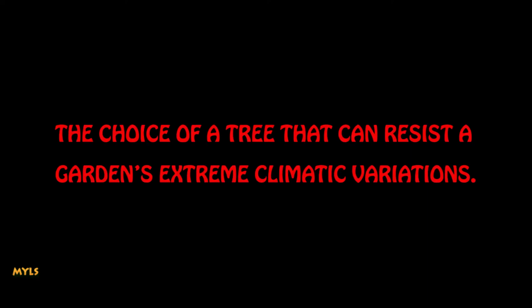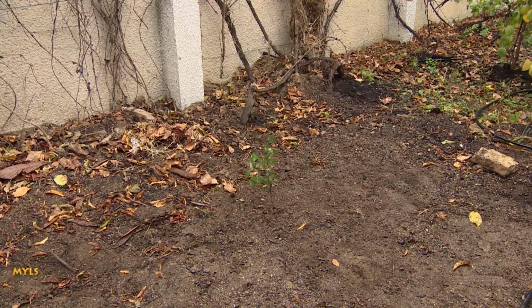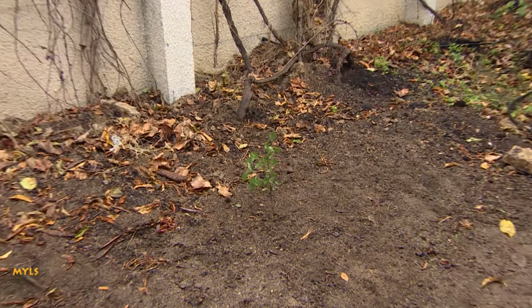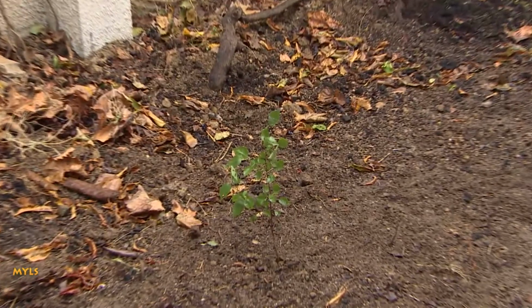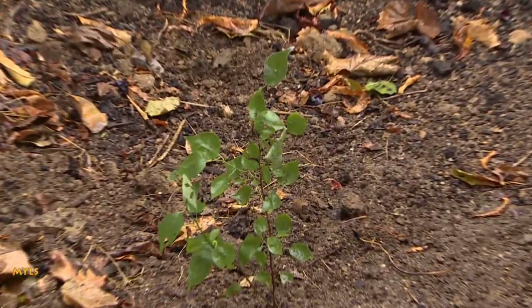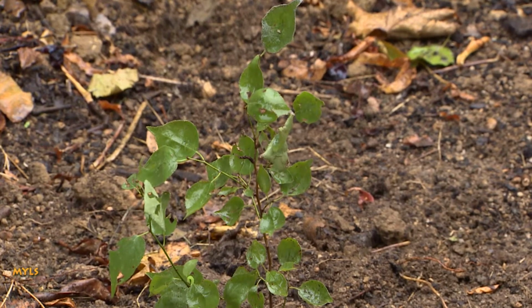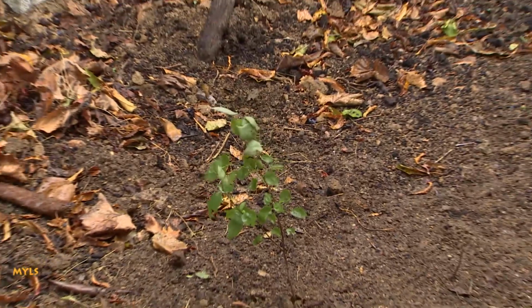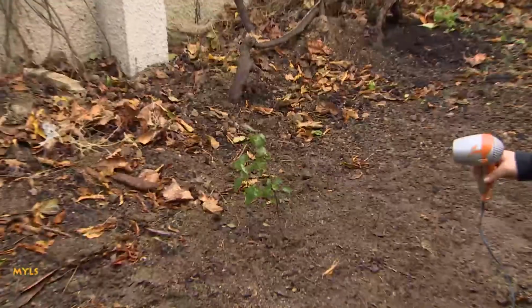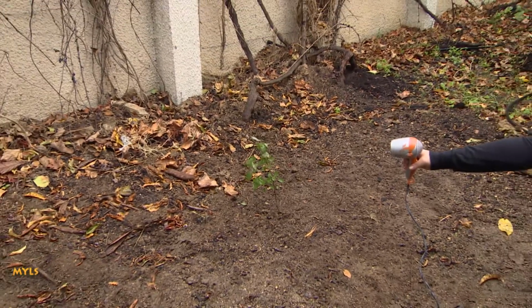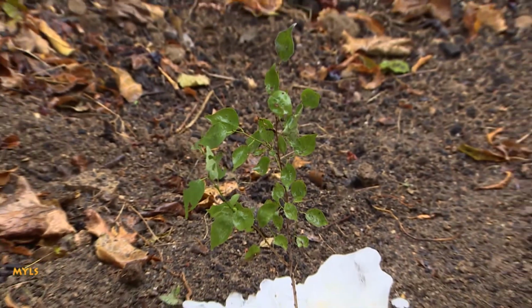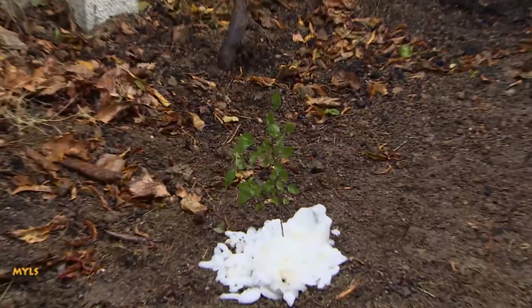The choice of the tree. The choice of a tree that can resist a garden's extreme climatic variations. This young apricot tree was grown in the garden from an apricot that fell to the ground. Its stone, buried in the earth, grew into this tree that is resistant to the extreme climatic variations of its environment, especially with heat and hot air, like the one from a hairdryer, and with cold, like ice, poured on its roots.